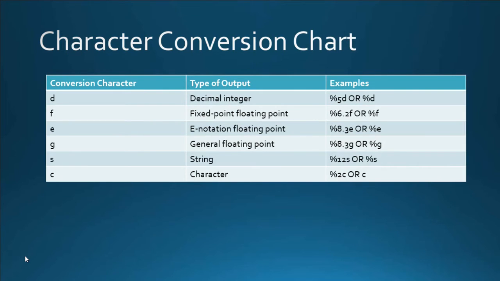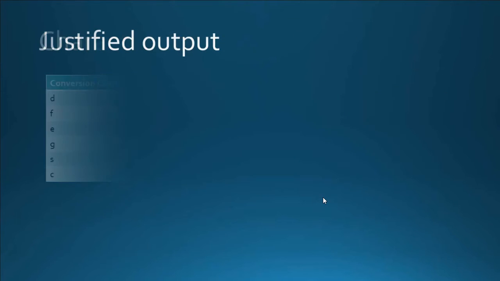So here we have a series of letters. Here I have d, f, e, g, s, and c. Each of these is mapped to a type of output. d is for decimal integer, f is for fixed floating point, e is for E notation, g is for general floating, s is for string, and c is for character. So if we were to actually look at this, you can use either of these two examples. You can either go %5d, or you can just use %d. %6.2f, or just %f. %8.5e, or %e. So on and so forth. Each of these are ways that you will put these into your code in order to generate the formatted output that you want.